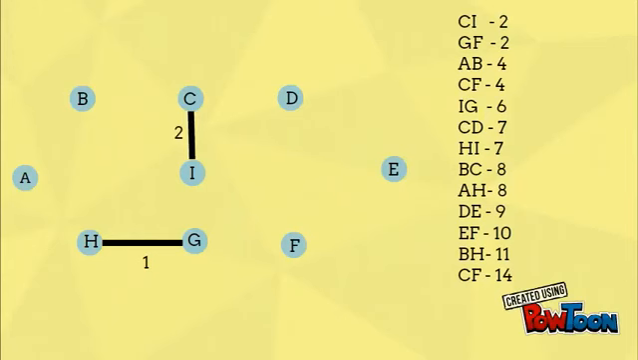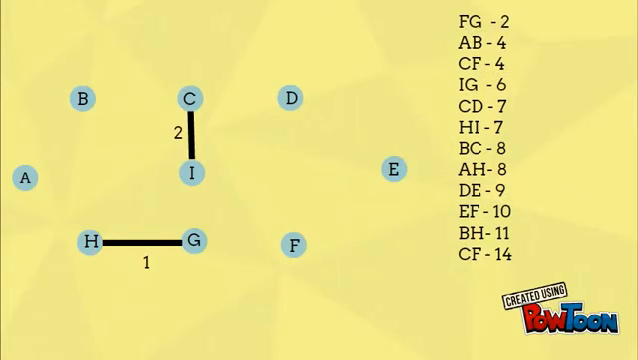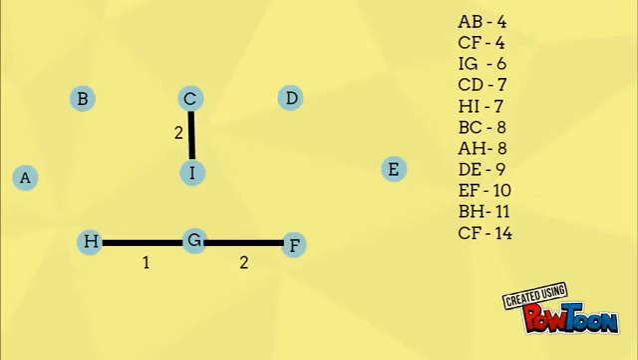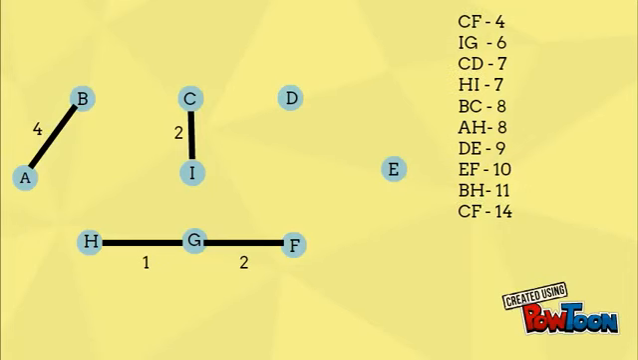Next we pick IC as it does not form a cycle, and because it has the least weight amongst the remaining edges. Then we add FG as it has the least weight from the remaining edges and no cycle is formed after adding it. Then we take the edge AB as it has the least weight amongst the remaining edges and no cycle is formed after including it. After that we add the edge CF as it has the least weight amongst the remaining edges and no cycle is formed after including it.